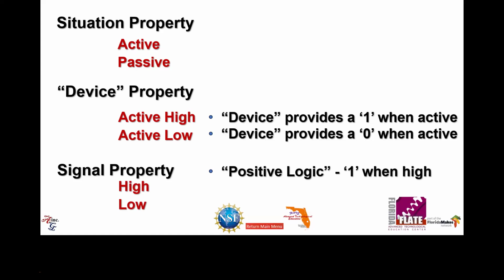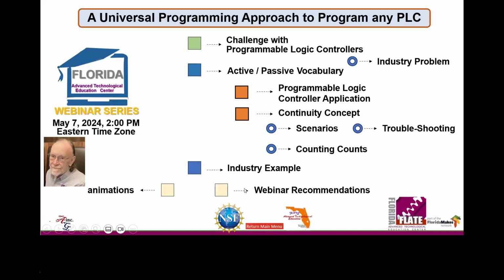Likewise, there are signals. So this is the information being sent by the device. And choices are high and low, right? And the positive logic assignment is high means logic 1. So the verbiage is active and passive for situations, active high, active low for devices, high and low for signals. Don't confuse them, and don't let your students confuse them. You should mildly correct them if they say them incorrectly. They have to have a habit here of doing this without thinking.